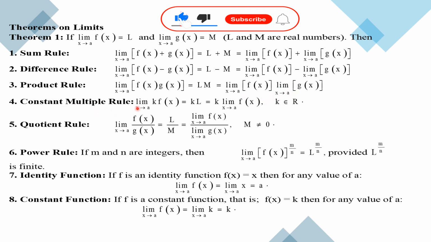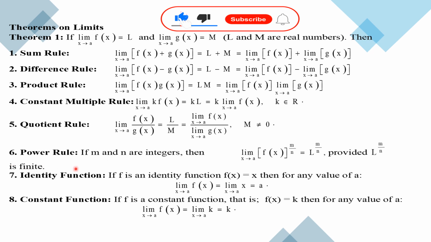Constant multiple rule: if k is a constant, you can write k times the limit of f(x) as L. You can write a constant outside the limit as a constant, k belongs to the real numbers. Quotient rule: the limit as x tends to a of f(x) over g(x) is L over M, that is, the limit of f(x) divided by the limit of g(x). Here M must not be equal to 0.